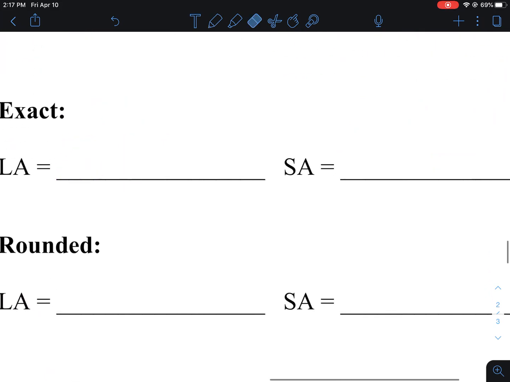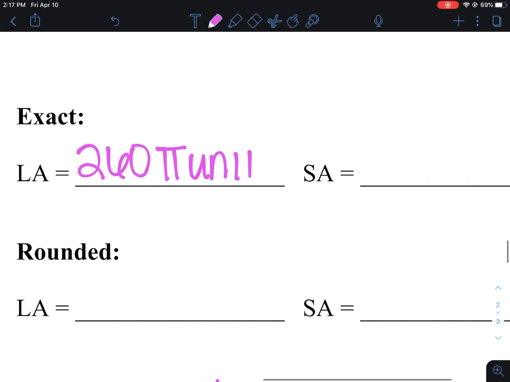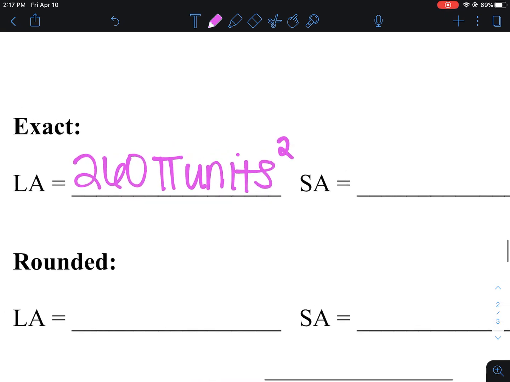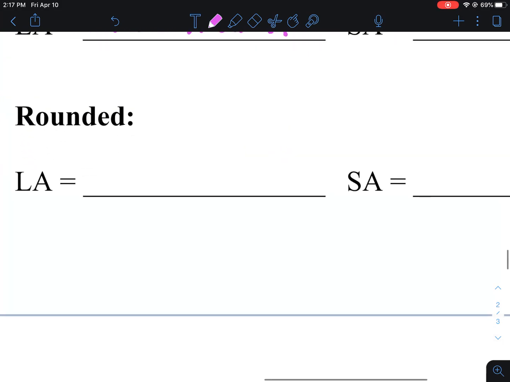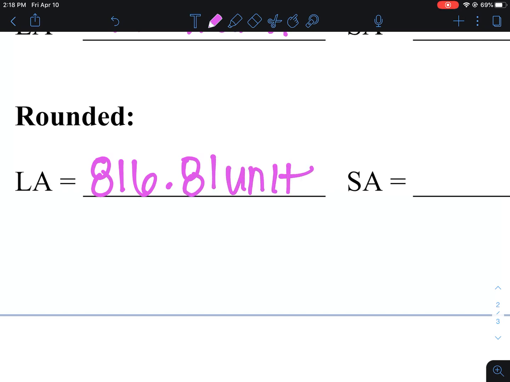You know what? Hold on, let me redo this. I have to zoom in or else my handwriting is terrible. 260 pi units squared. Okay, and to figure out what that is as rounded, just type in your calculator 260 pi. That is 816.81 units squared.